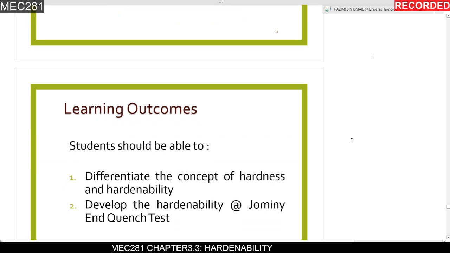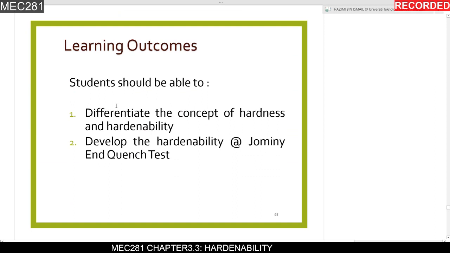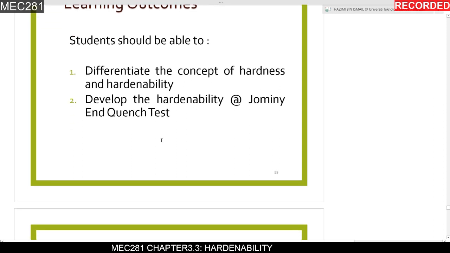Okay, so the learning outcomes of this subchapter are that you have to differentiate the concept of hardness and hardenability. These two terms, hardness and hardenability, are different. You also have to describe the hardenability test, which we call the Jominy end quench test.